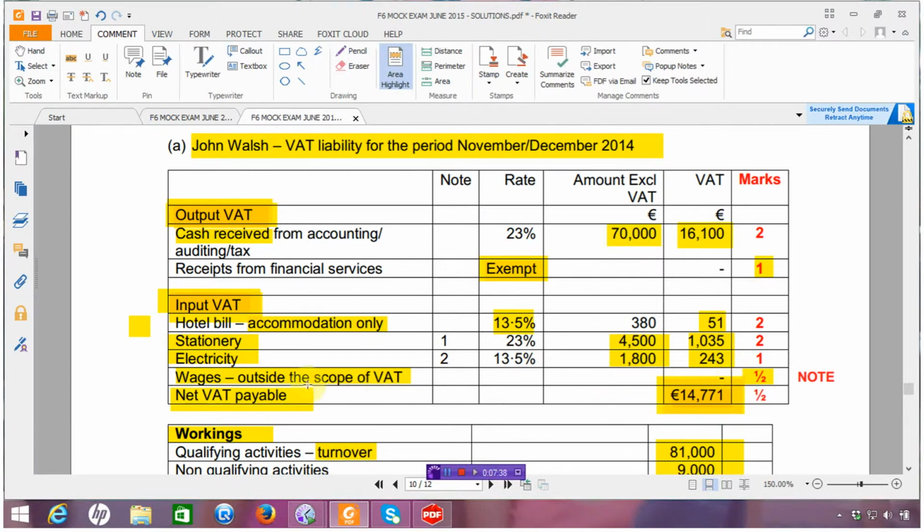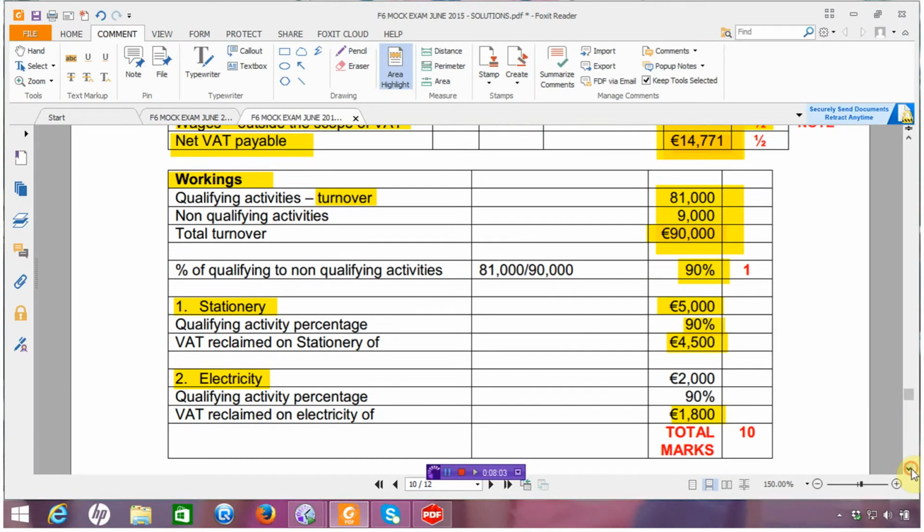Note also, as I said above, in relation to the receipt for financial services, that they've included the wages, even though we should all know that they're outside the scope, and just a half a mark for doing that. So watch for items that are completely irrelevant for VAT purposes. Do include them, and you'll get yourself a half mark. And then the net difference, as it were, between the 16 and each of the reclaimed input VAT items. Okay. So that's really a summary.